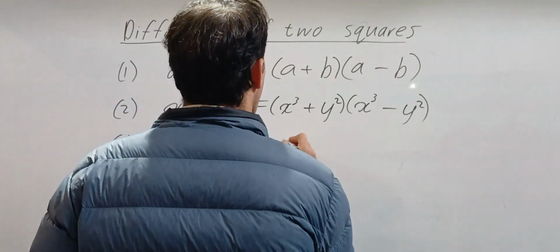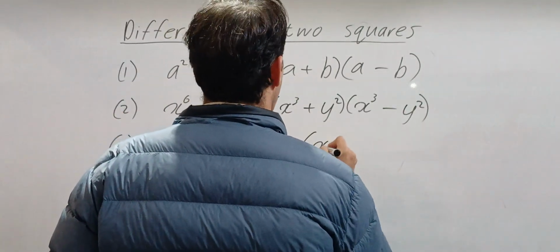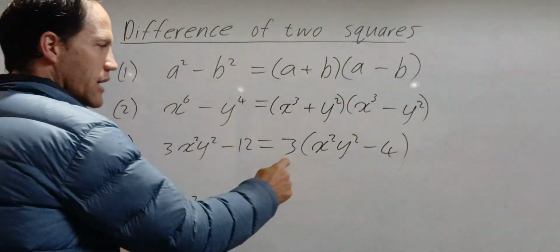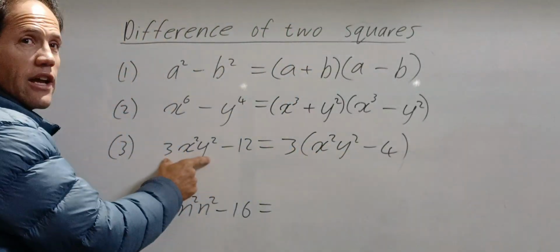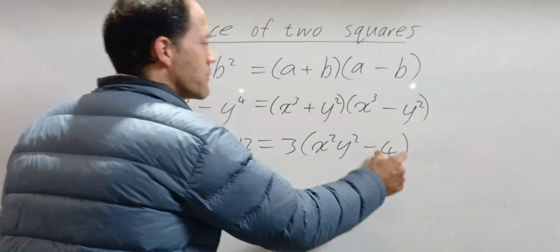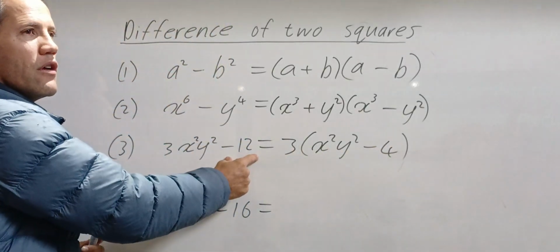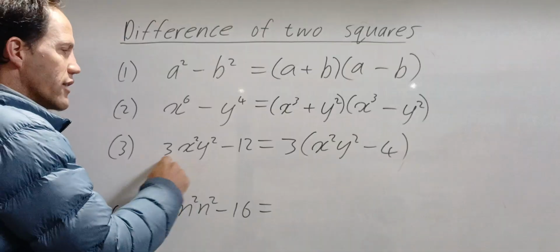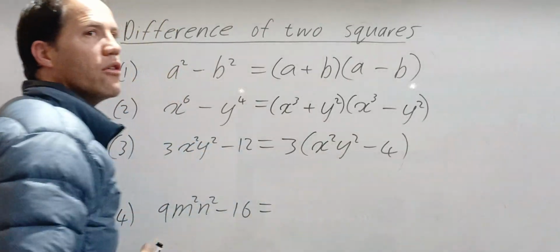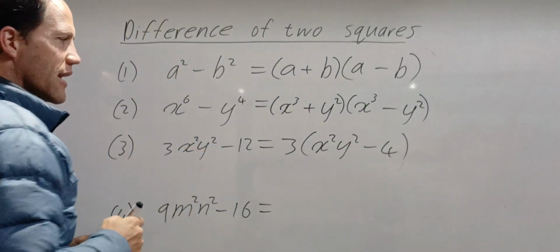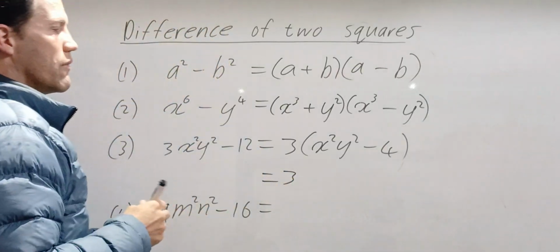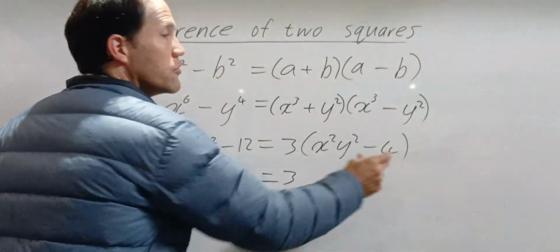So when I take out the common factor 3, I've got x squared y squared minus 4. Because 3 times x squared y squared gives you 3x squared y squared. 3 times negative 4 gives you negative 12. So you remember what we did earlier: take out the highest common factor. That's what you do now. Now I'm not done here, because now this becomes the difference of two squares.